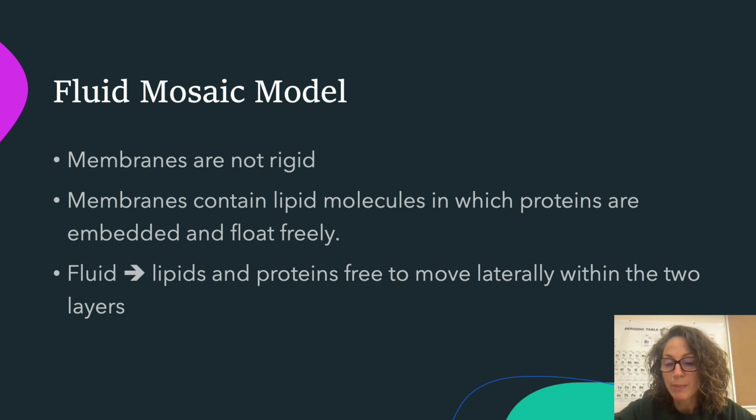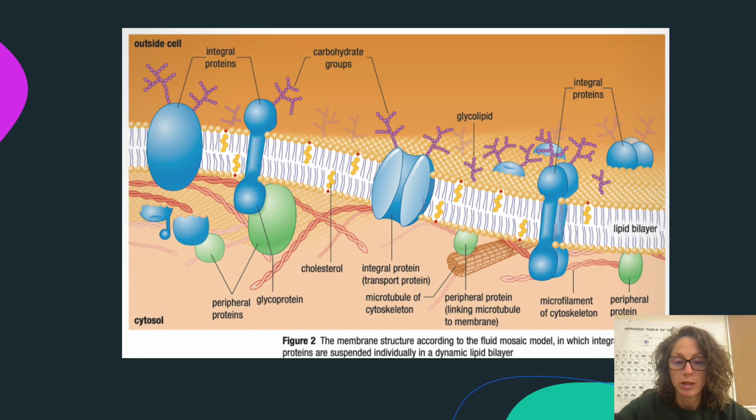And in that membrane, the proteins are actually able to move freely within that membrane. So the fluid part means that lipids and proteins are free to move laterally within the two layers. So let's look at a picture. So this is a classic diagram. This one's out of your textbook, but this you'll find as a perfect representation of the perfect membrane with all of the things in one place.